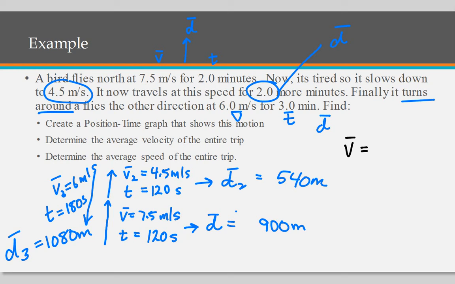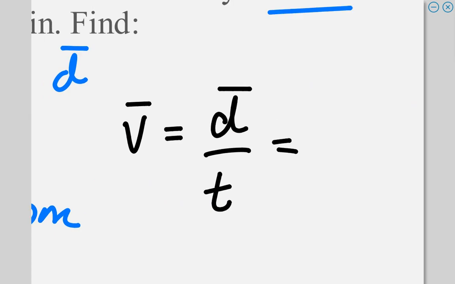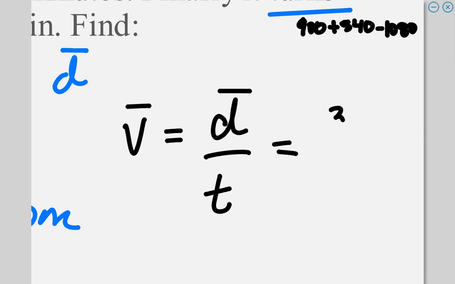Average velocity. You have to use displacement. What is the displacement? 900 plus 540 take away 1080. Okay? 900 plus 540 take away 1080. Why did I take away? Turns around, good. The result is 360 positive.